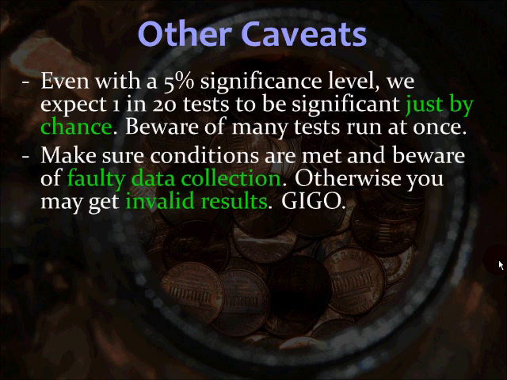Make sure conditions are met and beware of faulty data collection. Otherwise, you may get invalid results. Garbage in, garbage out. If you take your sample from a voluntary response or you have some other sort of bias, it's going to impact the quality of your data. So be very careful. And if you have bad data collection methods, make sure you state that in your response.